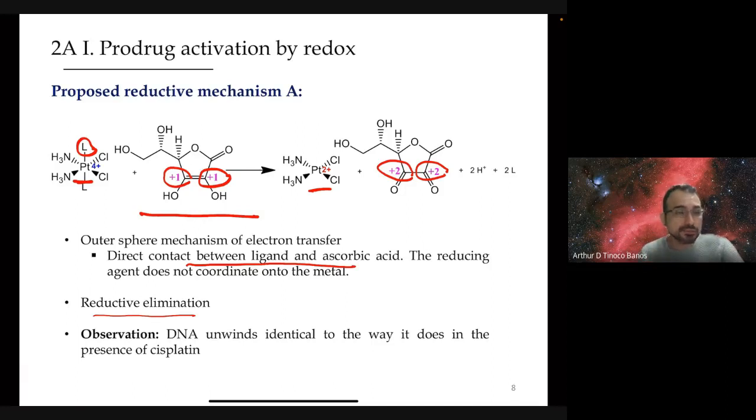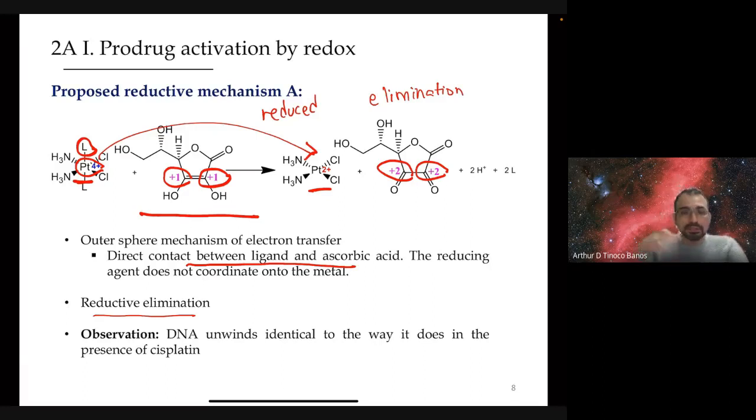Why is it a reduction elimination? Well, because you have the metal center getting reduced. That's one feature. And then you have the elimination of coordinated ligands. So that's what is built into this particular type of mechanism. All right, so what is observed is that in the presence of this, with this mechanism, DNA has the capacity to unwind in a manner that's identical to cisplatin.